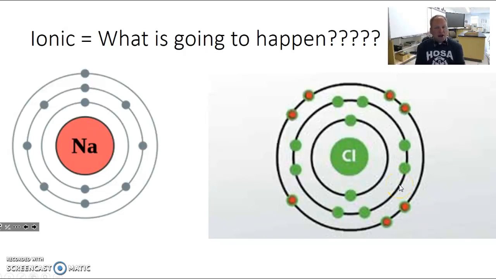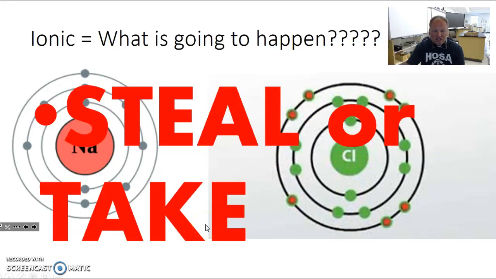So both of them right now are neutral. They don't have a charge, but they are unstable. So what do you think is going to happen here? If this guy has 1 and this guy has 7, this guy wants 8, so he's going to steal or take, which is the number one word or two words you have to know with ionic bond. They steal electrons. They take electrons. Gimme, gimme, gimme. Mine, mine, mine. Me, me, me.